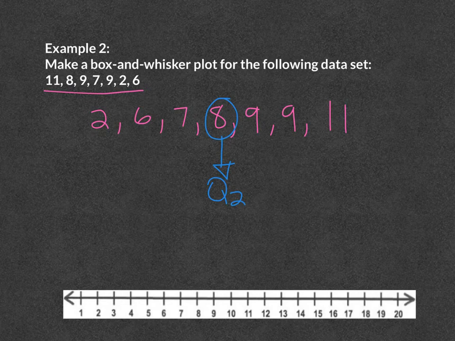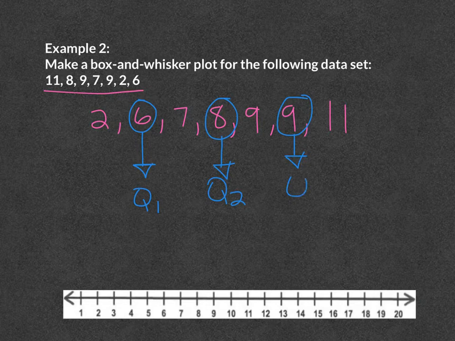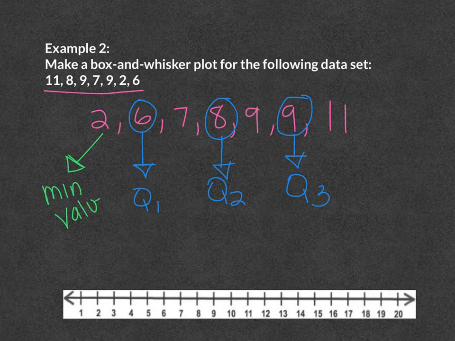Now I'm going to find the middle number in the lower half of our data set, and that would be 6, and that would be quartile 1. Now I'm going to find the middle number in the upper half of our data set. That would be 9, and that is quartile 3. Now 2 is my minimum value. And 11 is my maximum value.